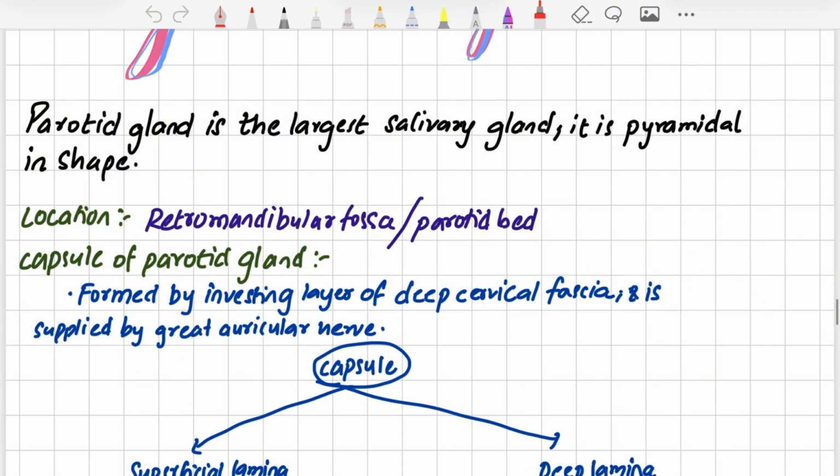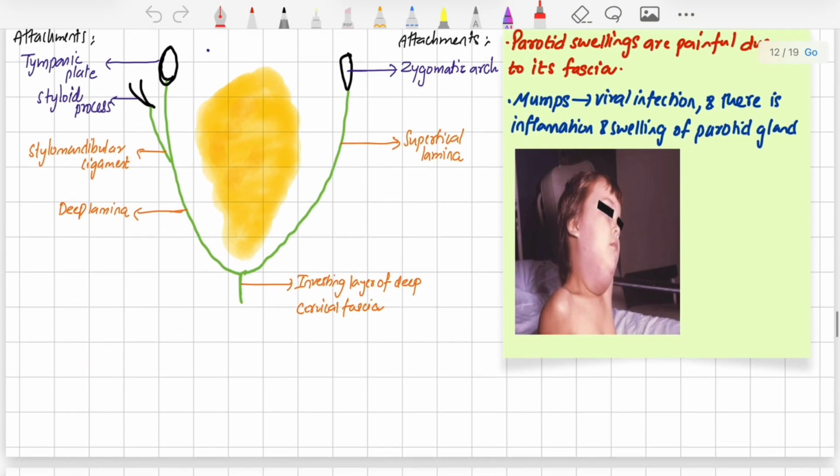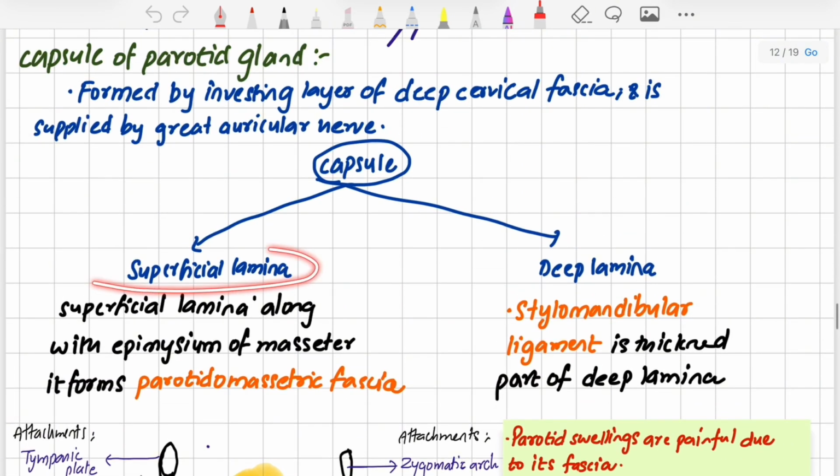Now let us talk about the capsule of parotid gland. This capsule of parotid gland is formed by the investing layer of deep cervical fascia and it is supplied by the great auricular nerve. Remember a very important MCQ. Capsule is formed by the investing layer of deep cervical fascia and it is supplied by the great auricular nerve. And this capsule has two laminas, the superficial as well as the deep lamina.